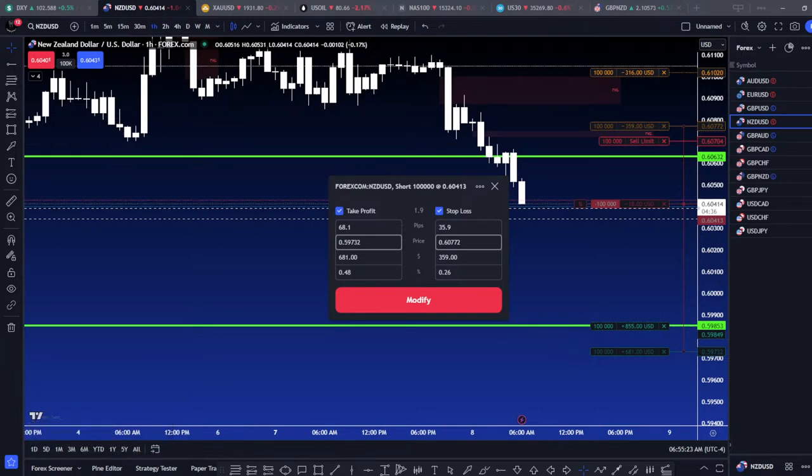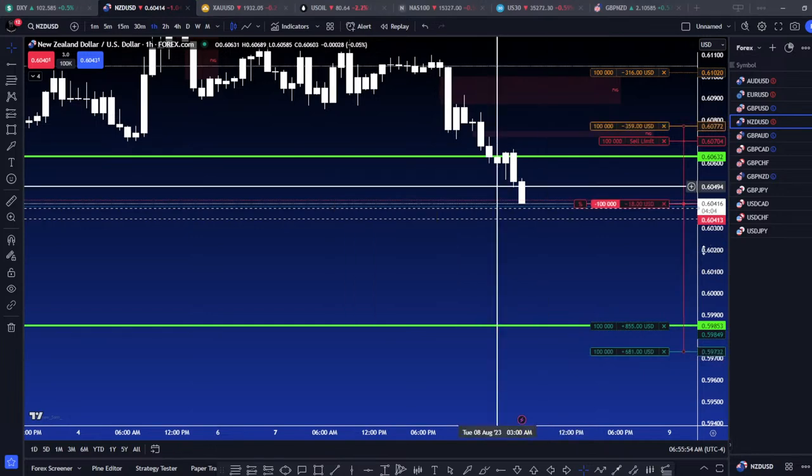Okay, this is a market sell now. Your entry is going to be 0.60413. Stop loss is going to be 0.60772 for 35 pips. Your take profit is also going to be 0.59732 for 68 pips. It's not a 1 to 2, but it's pretty close. Again, I do believe this will fall even more.